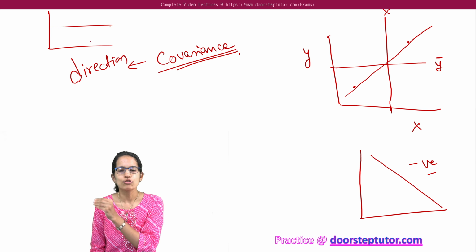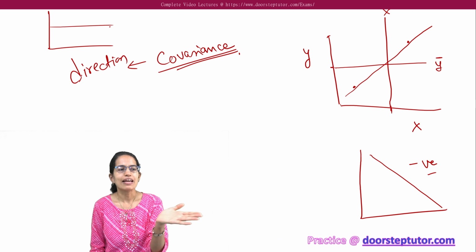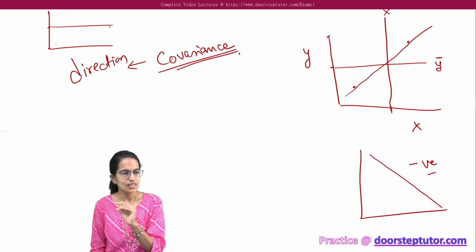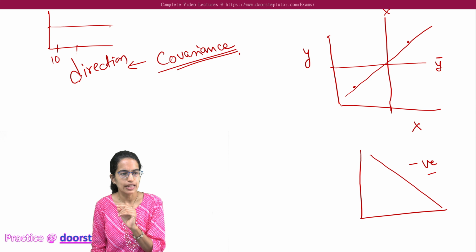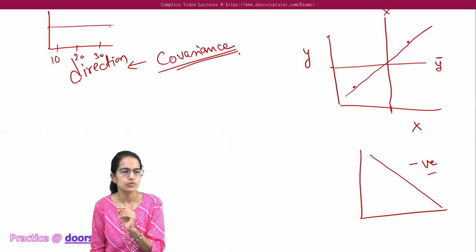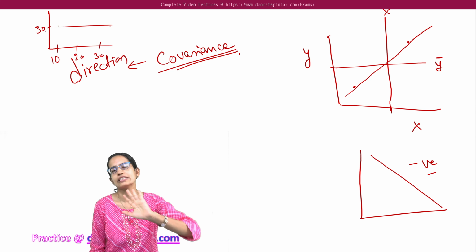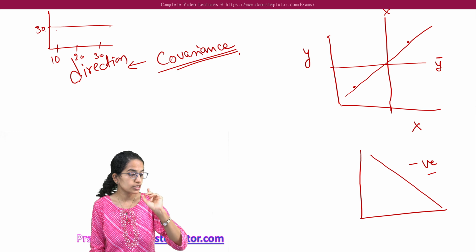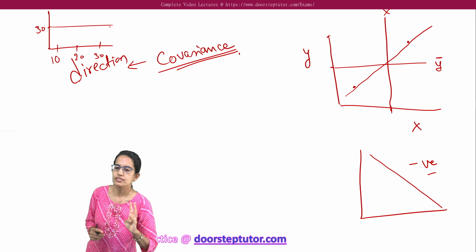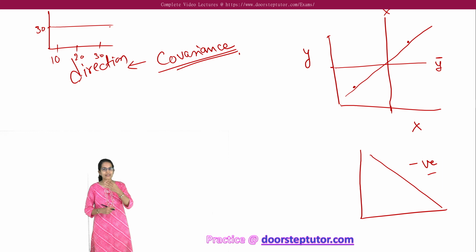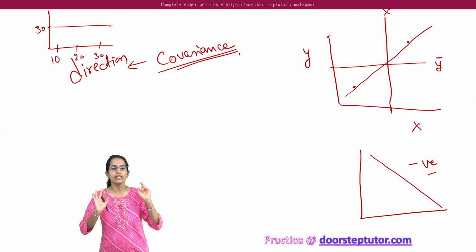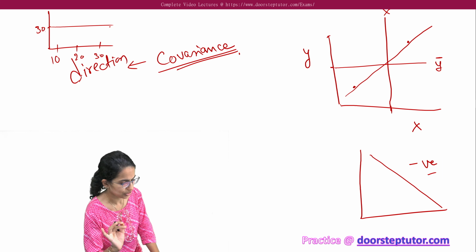Whatever the value of x be, my y value would remain the same. For x equal to 10, x equal to 20, x equal to 30, I have a value of y which is 30. It cannot change. So, there is no trend. So, with covariance, we say that there is either a positive trend, a negative trend, or no trend. But covariance indicates the direction.